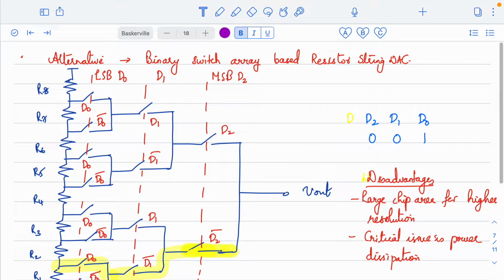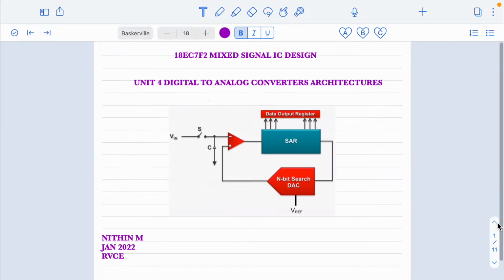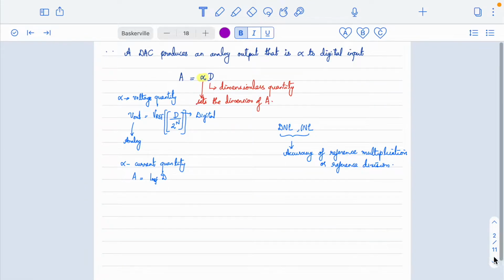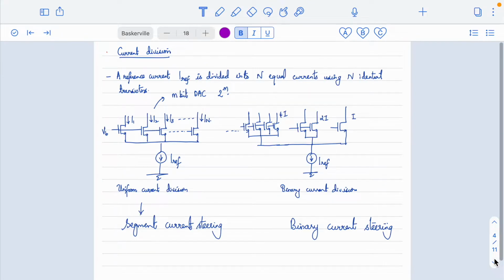Another session of the mixed signal IC design course. So in the last class we started our discussion on digital to analog converter architecture. We saw some basics like how generally a DAC generates analog output voltage. We spoke about 3 different methods, and we saw 2 methods in a bit of detail.